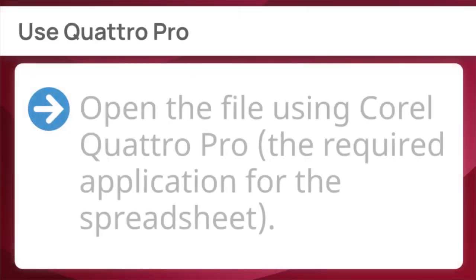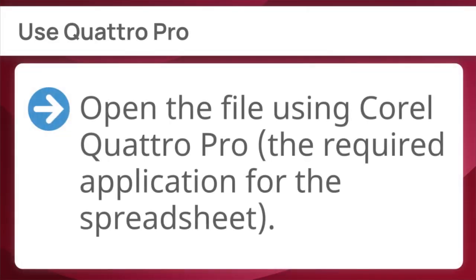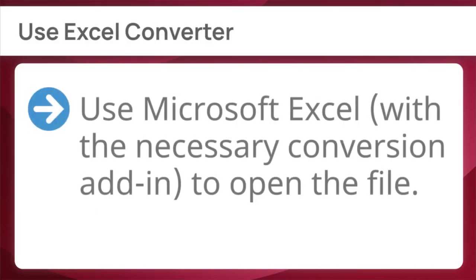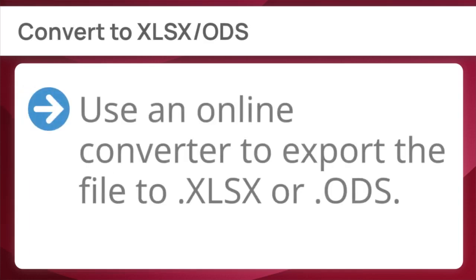First, use Quattro Pro. Open the file using Corel Quattro Pro, the required application for the spreadsheet. Next, use Excel Converter. Use Microsoft Excel with the necessary conversion add-in to open the file. Finally, convert to XLSX or ODS. Use an online converter to export the file to XLSX or ODS.